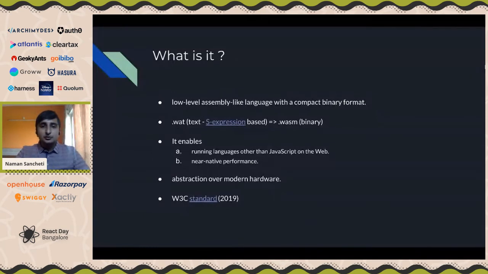What WebAssembly enables is running languages other than JavaScript on the web. So it's a compilation target. While you could write WebAssembly by hand, in the textual form, and compile it to WASM, that's not the intended usage. It's supposed to be a compilation target, and it enables near native performance as well as more consistent performance as compared to JavaScript. And it's also a standard in W3C, so it became a standard.